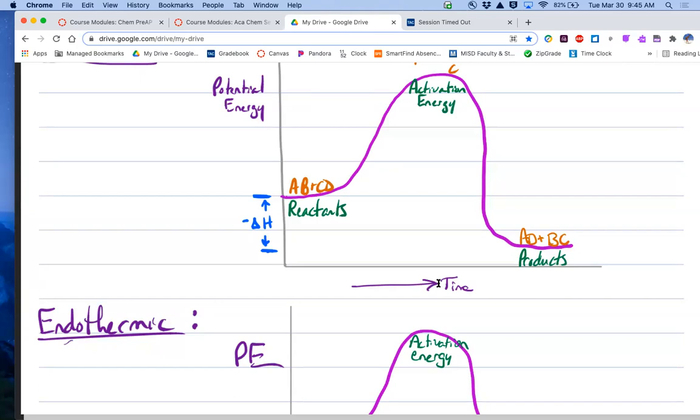But some require quite a bit more, like that match required quite a bit more energy. So in that case, if I wanted to write that one out, over the arrow I would put something like heat or friction or a catalyst, something like that, so that the reader would know how to get it started.